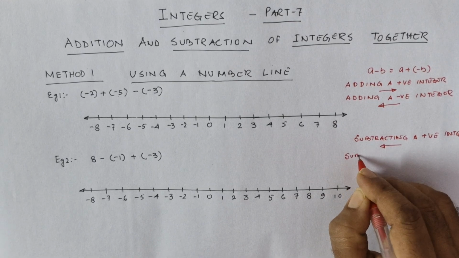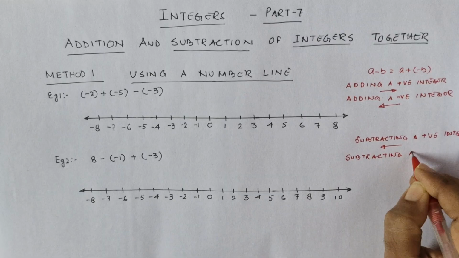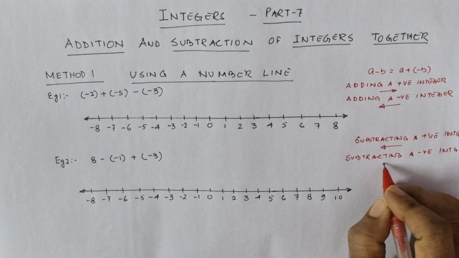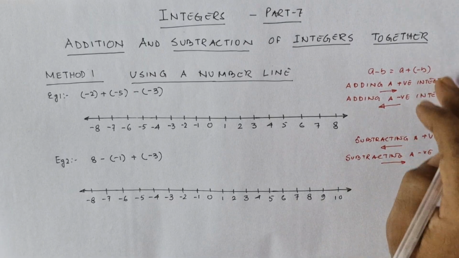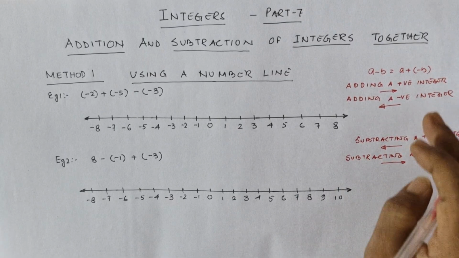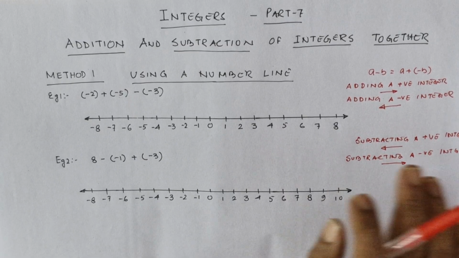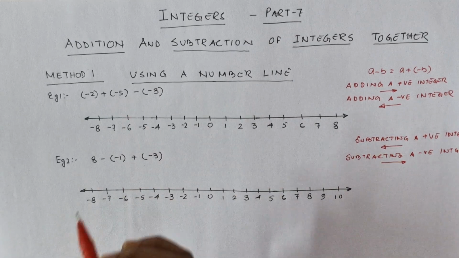So if you are subtracting a negative integer, then you have to move towards the right of the other integer on a number line. So you just remember these 4 clues or rules, and you will be able to solve such kinds of problems on a number line easily. So let's take the first one.